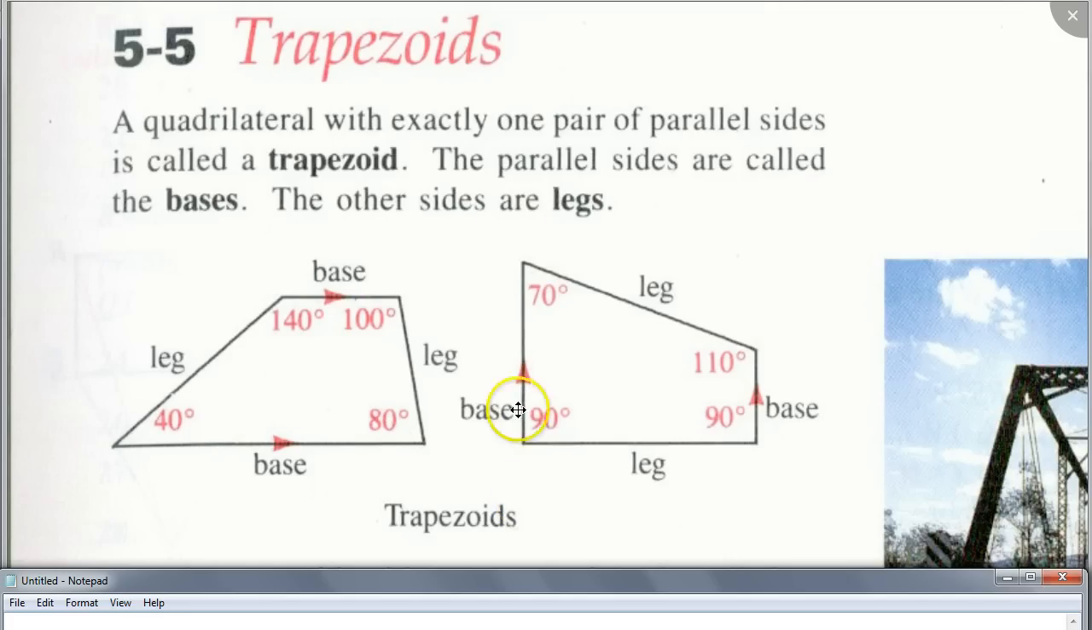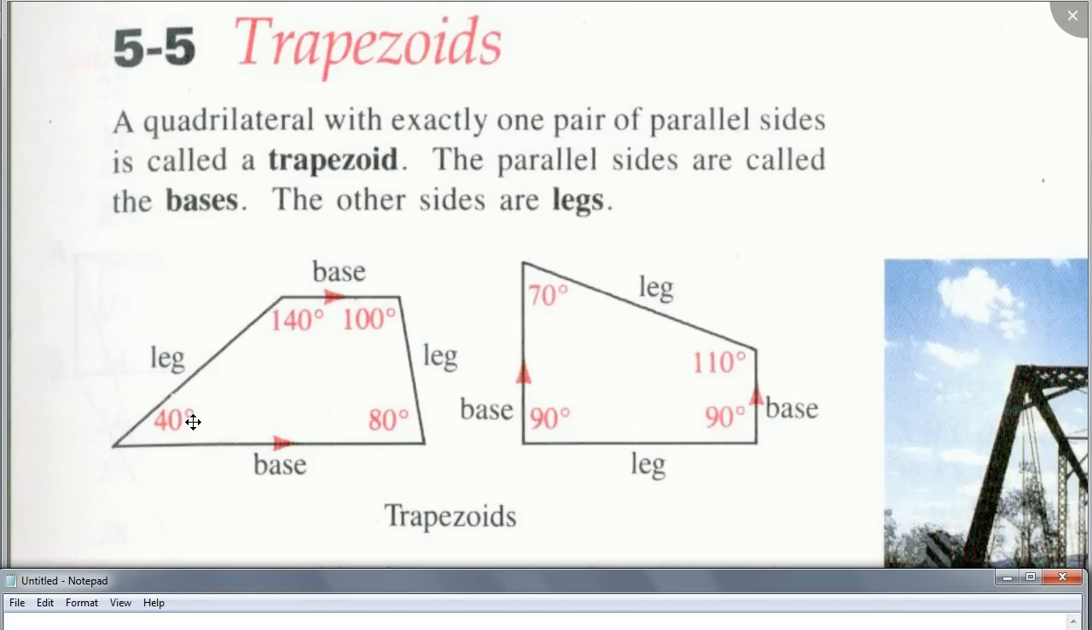Could we have the base sort of vertical like this? Is that okay? Yeah. Still a trapezoid, isn't it? You have one pair of opposite sides parallel, exactly one pair of opposite sides parallel, and then you got the other two legs. You don't have to draw it, but I want you to understand that a trapezoid doesn't have to look like this on the left. You know what I mean? It could be vertical. The two bases could be vertical.